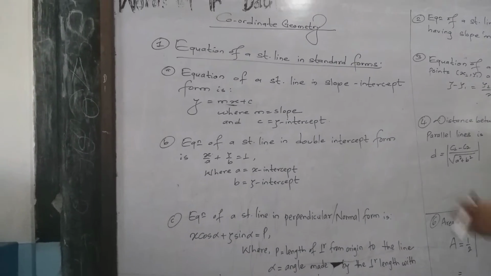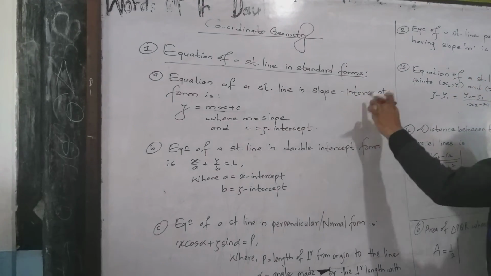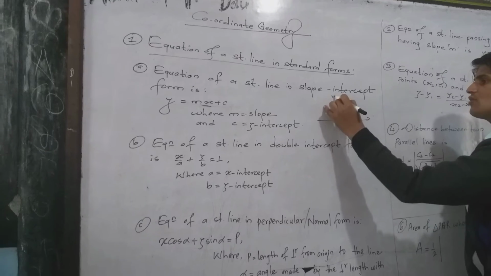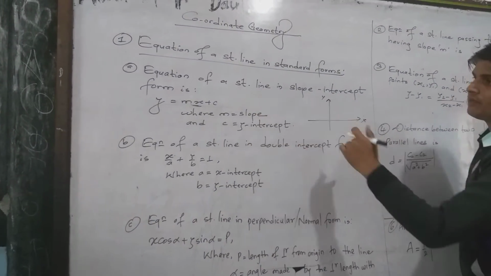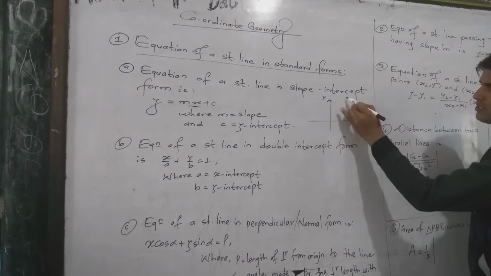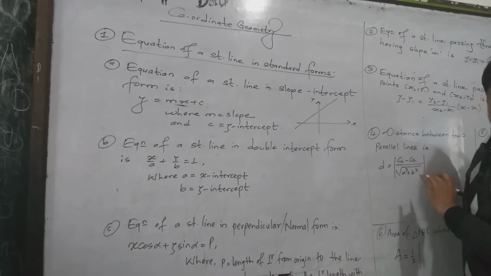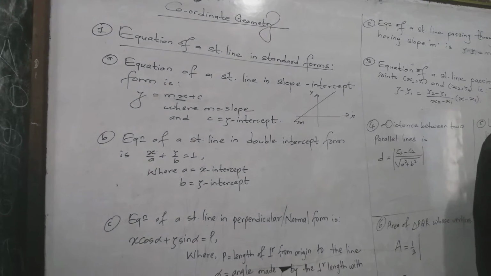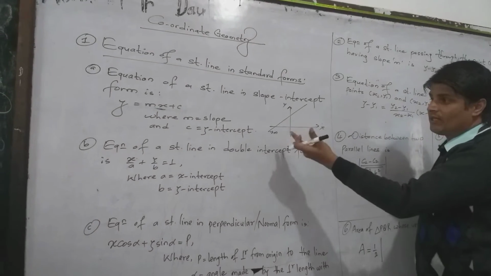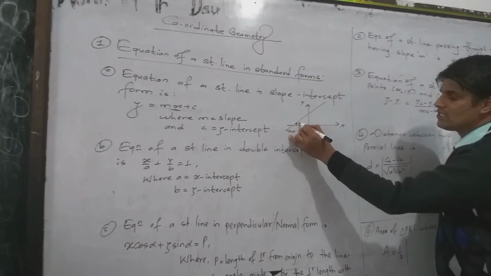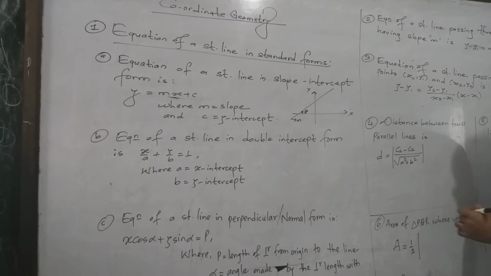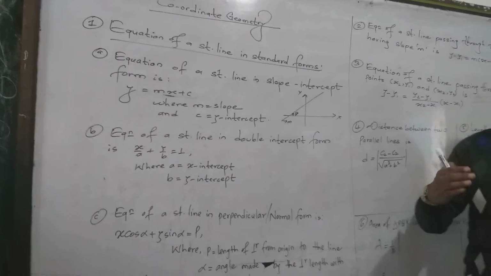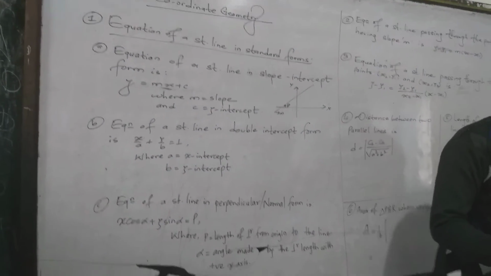The first one is the equation of a straight line in slope intercept form. In the graph, this is the x-axis, this is the y-axis. Now the slope intercept form means suppose the straight line passes like this. It has its slope m. Let the slope of this line be m. The inclination of this line may also be given. At that time we can find the slope of the line by using the formula m equals tan theta.